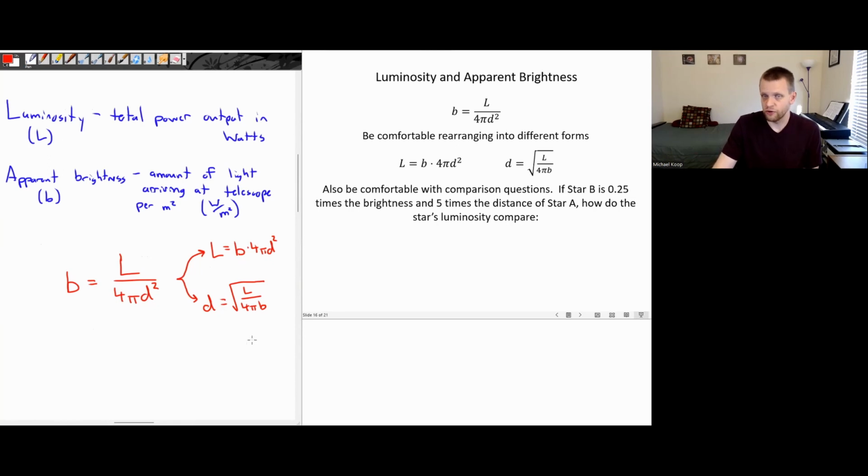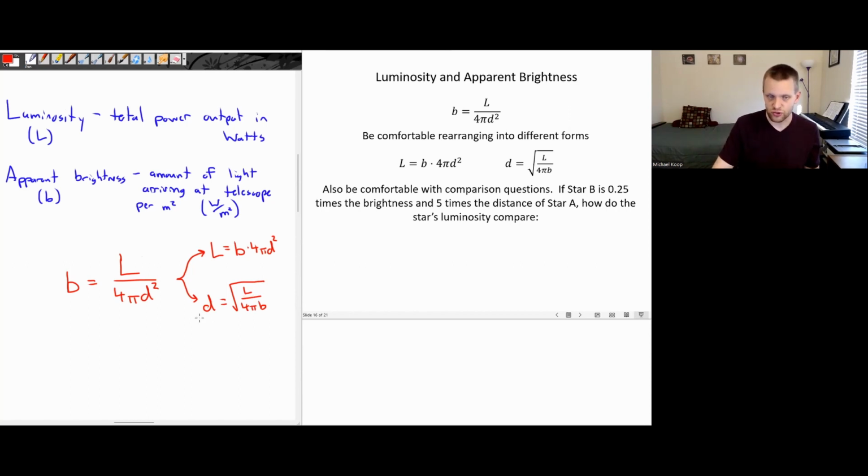Another thing that we'll see later on is there are certain kinds of stars where we might know their luminosity. After having studied a population of stars, we might identify, oh, these types of stars with these properties, they have this luminosity. So if I know the luminosity and I measure the apparent brightness, we can actually use this as a way to measure even greater cosmic distances.